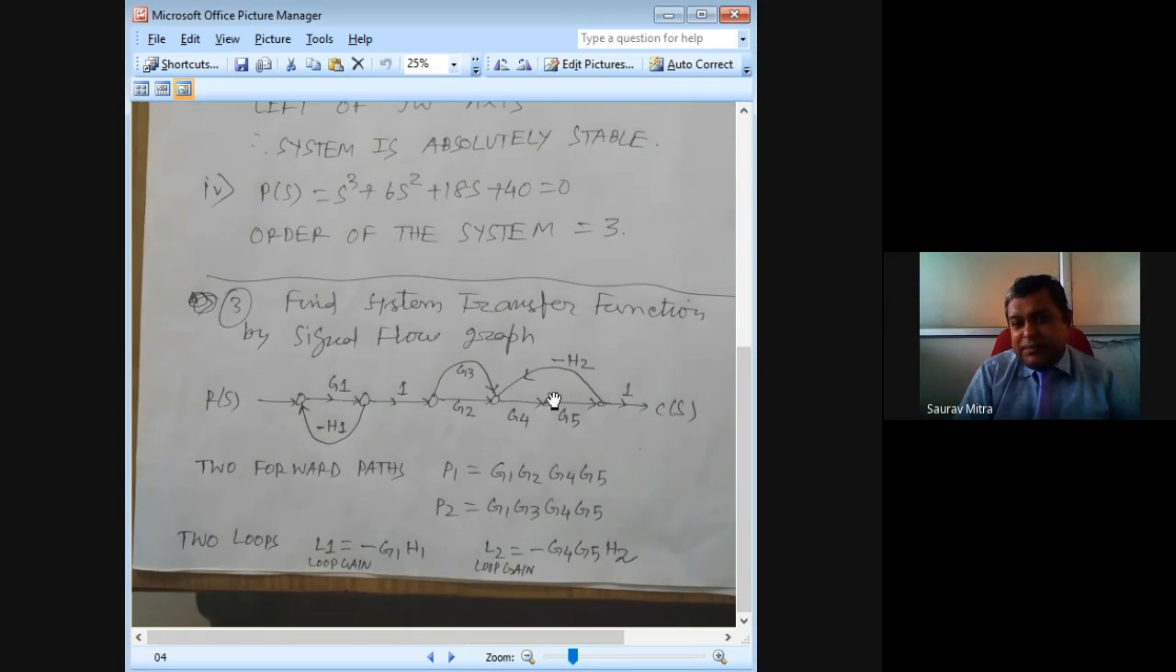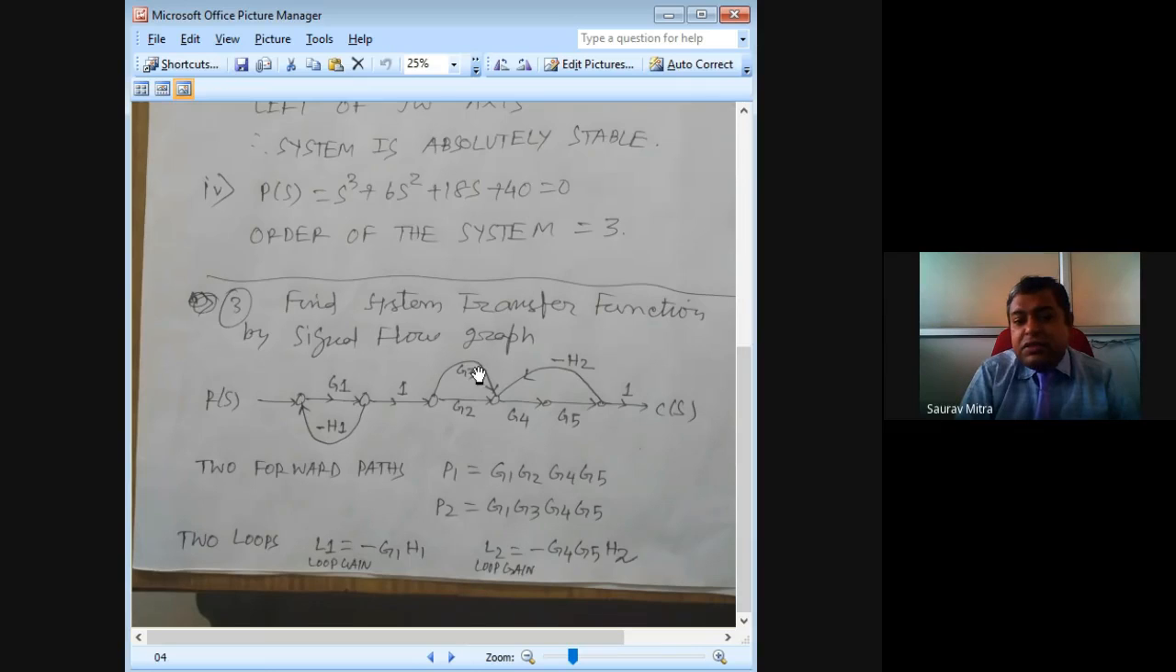That's why this is called a loop. So what is the definition of a loop? Whatever is the starting point, it goes forward and again comes back. So that's why this is called a loop. This is also a loop because G1 is coming back, and G1, H1 is coming to the same point. That's why this is a loop.